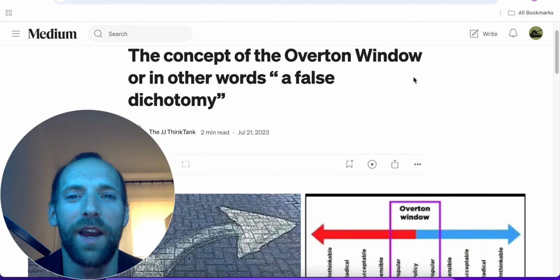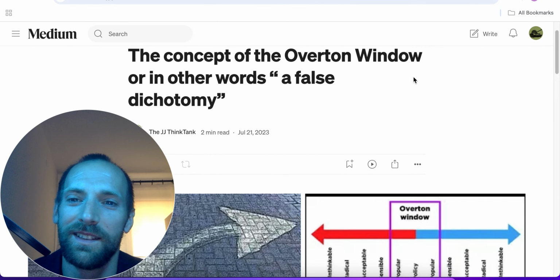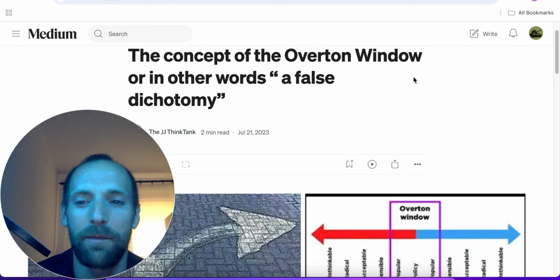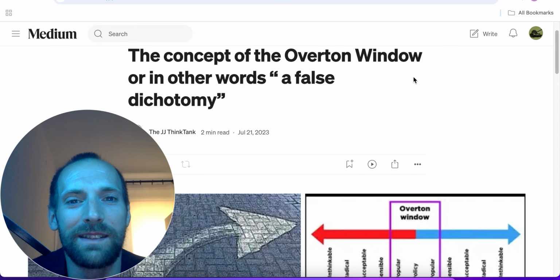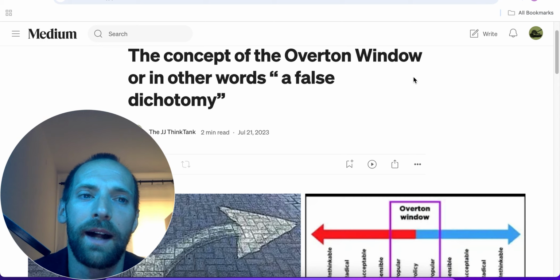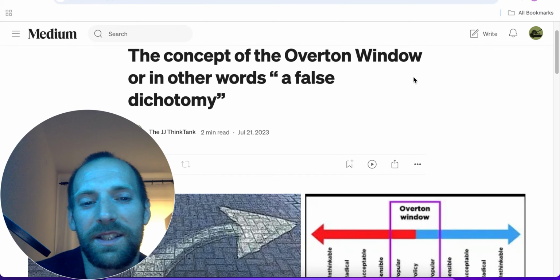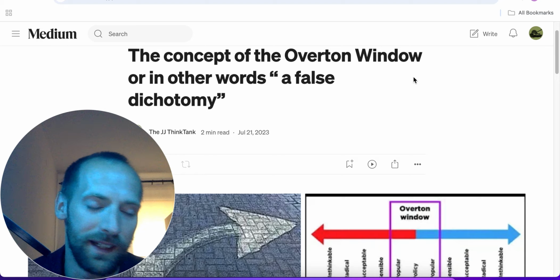In this one I want to talk about the concept of the Overton window, or in other words, a false dichotomy. The link between the Overton window, the false dichotomy, and why this is used by the mainstream media in order to control discourse, to control speech, and to lead people down a path that doesn't lead to the truth on various topics. In other words, it's not allowing free speech to appear on the scene.